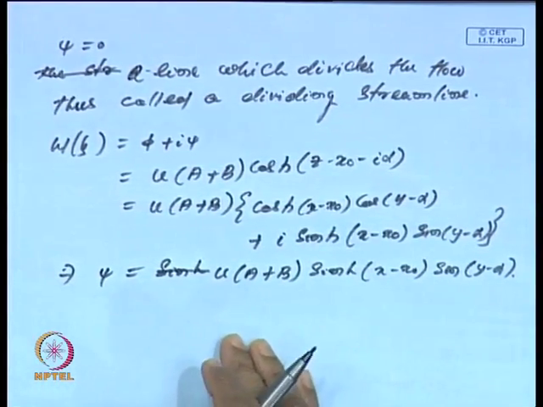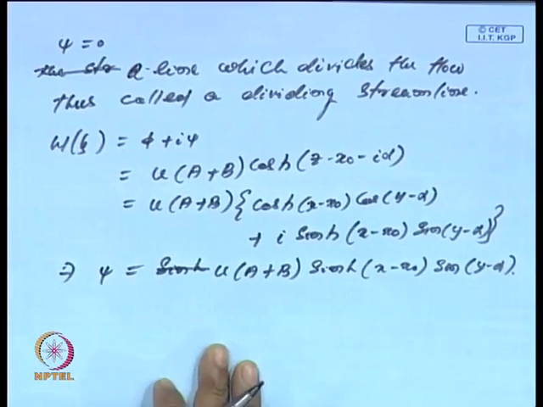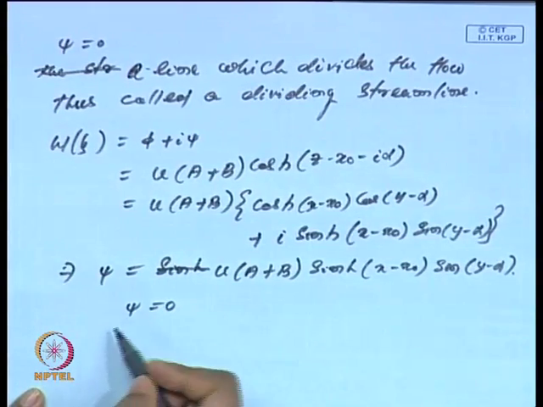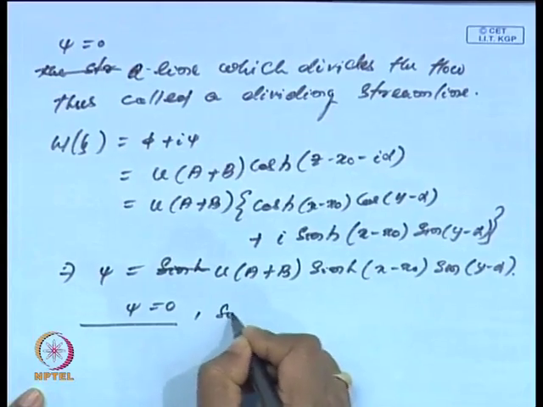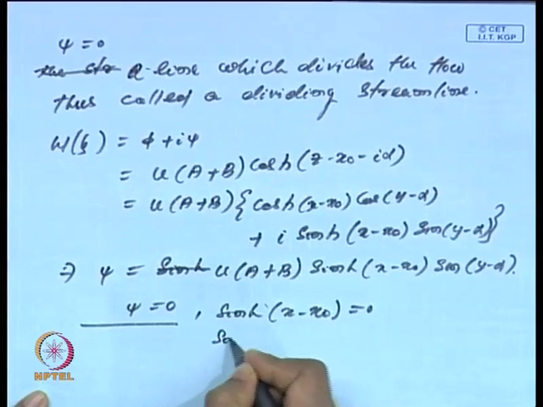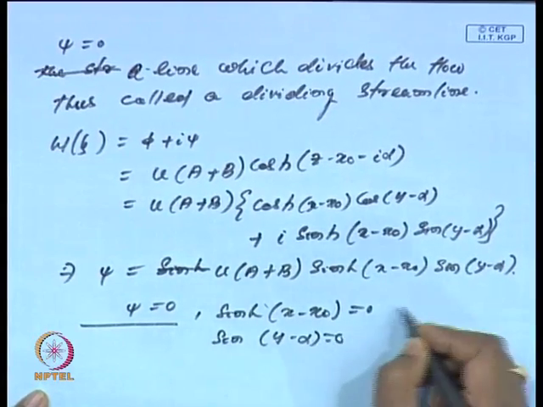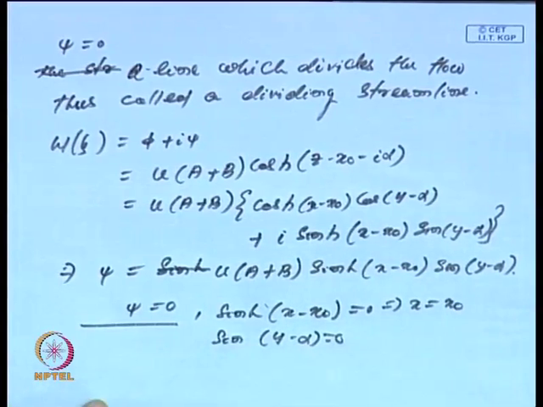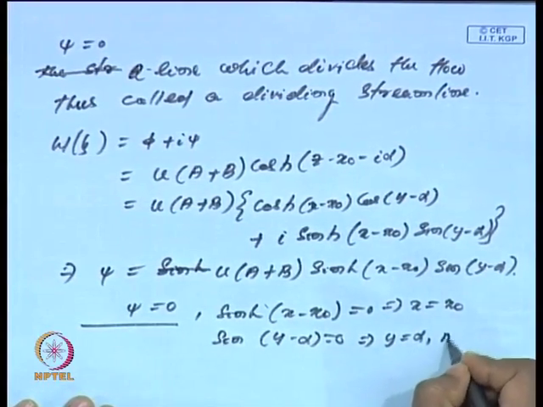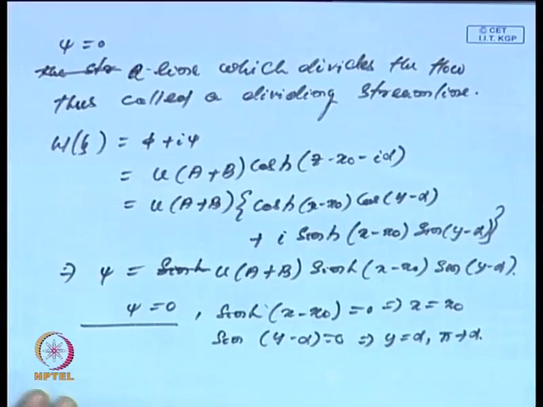Hence, if psi is constant, if psi is equal to 0, then again if I say psi is equal to 0 is a dividing streamline, in this case this will give me sin hyperbolic x minus x naught is 0, and sin y minus alpha is 0. If this is 0, means x is equal to x naught, which we have seen acts as a dividing streamline. And again sin y minus alpha is 0, which gives y is equal to alpha or pi plus alpha. So that means these are the dividing streamlines.